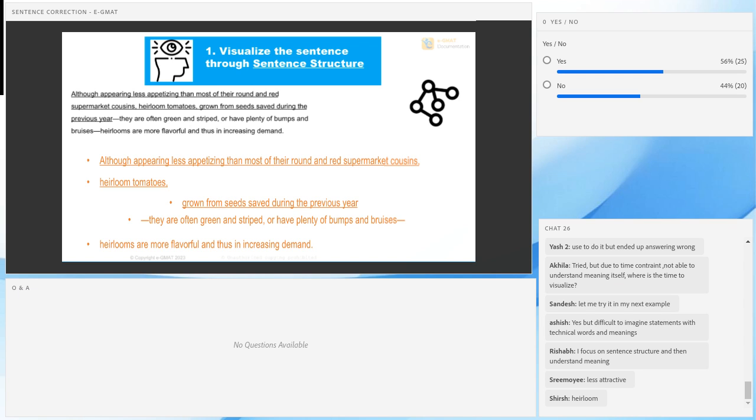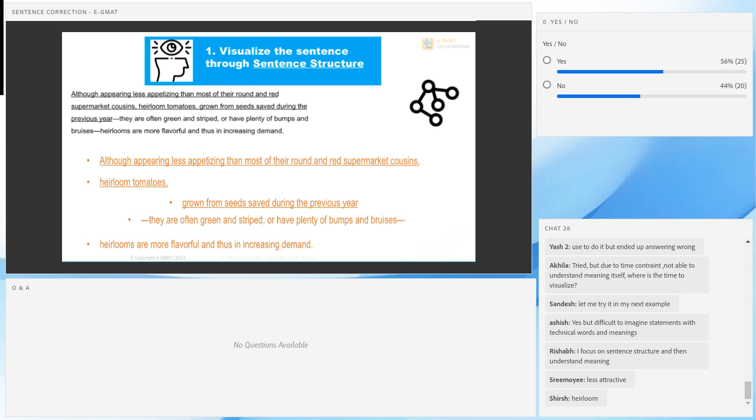Heirlooms are more flavorful and thus in increasing demand. Oh, that is interesting. Till this point, the author said heirloom tomatoes don't look as yummy as these other tomatoes, but they are more tasty, and hence they are more in demand. Okay, that is where the contrast is.